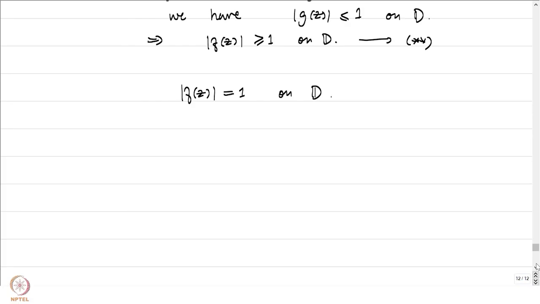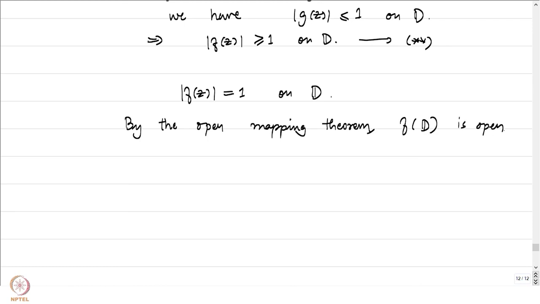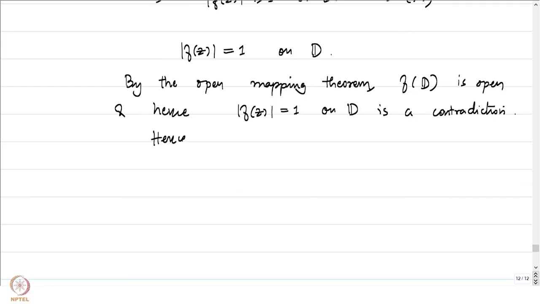Because it's a non-constant holomorphic function, the image of D under F is going to be an open set by the open mapping theorem. F of D is open, and hence the absolute value of F of Z being equal to 1 on D is a contradiction. You should sit down and think about why it's a contradiction. If it is an open set, it cannot be sitting inside the unit circle in R2, so I'll leave that to you, and hence our assumption was wrong.